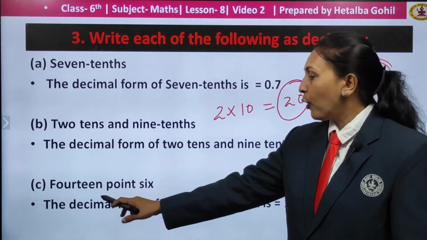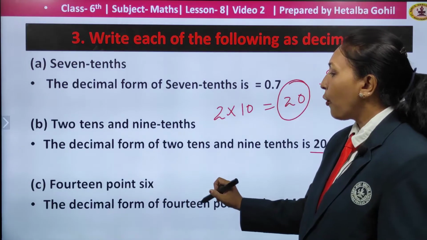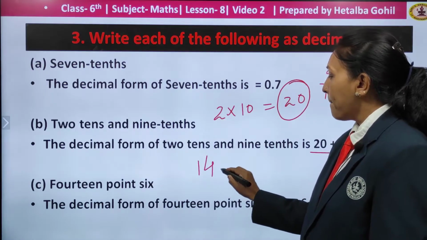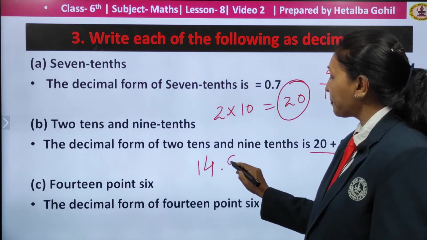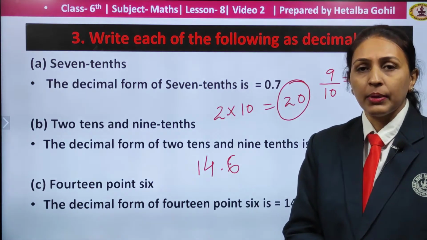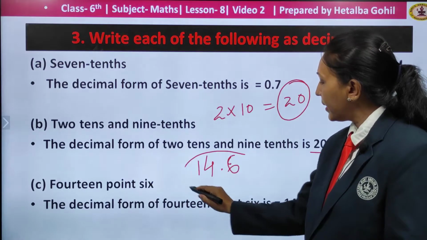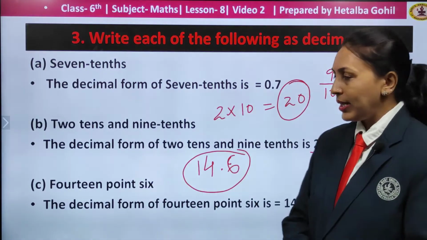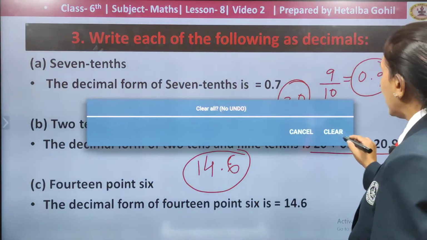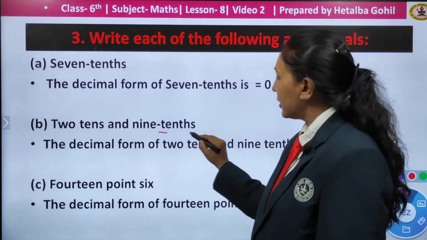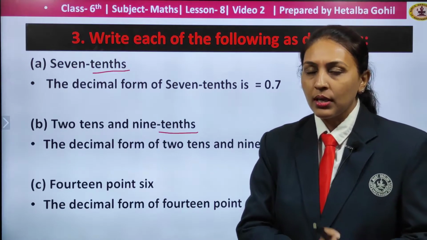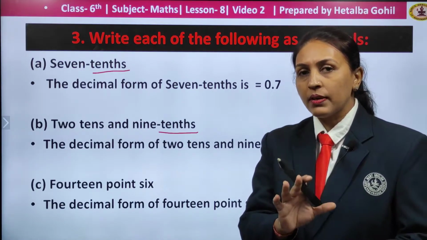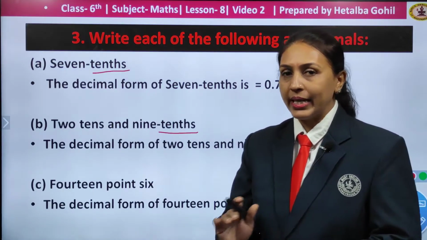Third one, 14.6. 14 point they have already mentioned here, and 6, that is the first place value after the decimal point. So the number I am going to get here is 14.6. This one is very simple. Only when you get the question in the form of tens, hundreds, you get a little bit confused, but don't get confused. Go with your place value system. This will make your work very easy.